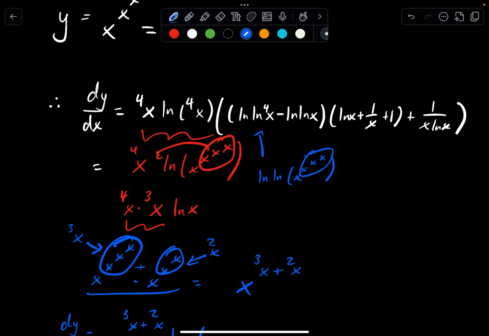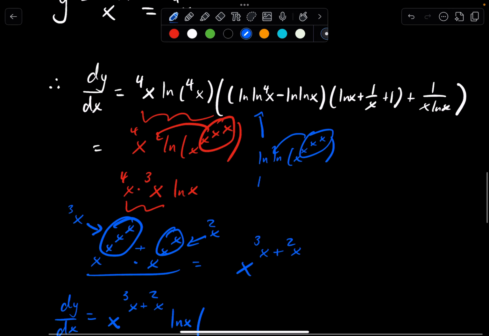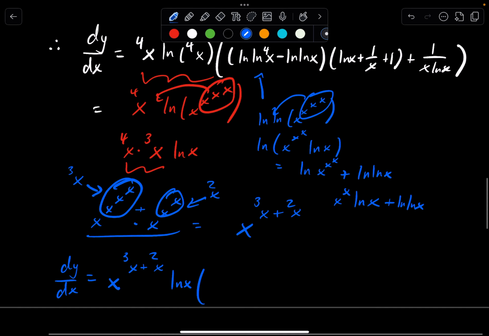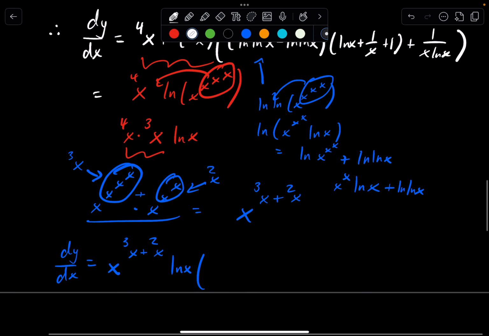We can take this down and bring this as a parameter as well. We have ln of x to the x to the x. Wow. Ln of x. And this is just equal to ln of x to the x to the x plus ln of x, because remember our properties. Then we can keep going. We have x to the x, ln x plus ln of x. Insane. So we can write this.